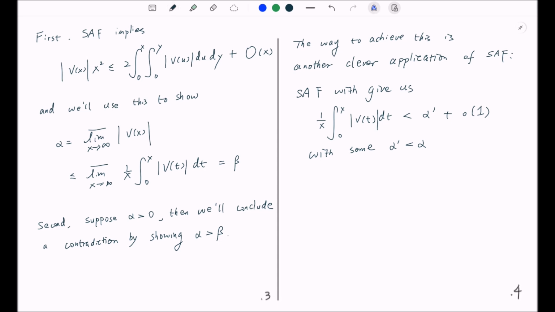And taking lim sup in this inequality will give us beta less than or equal to alpha prime, which is less than alpha, which is a contradiction. And the source of this contradiction is that alpha is bigger than 0. So this contradiction will force alpha equal to 0, and thus finish the proof of the prime number theorem.